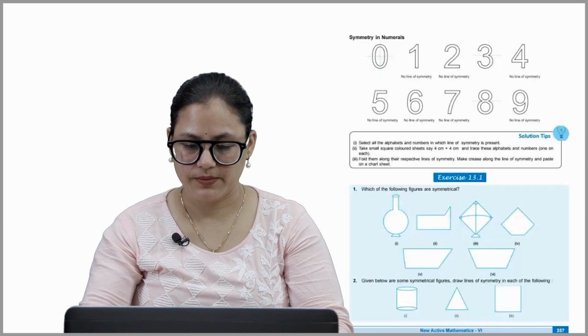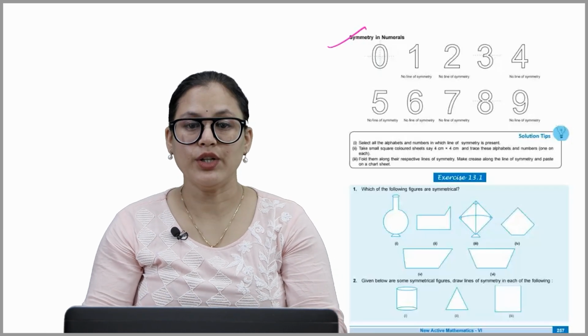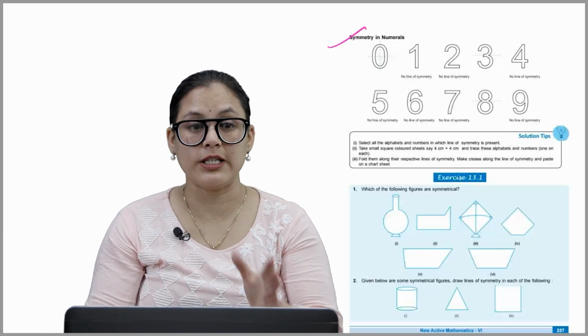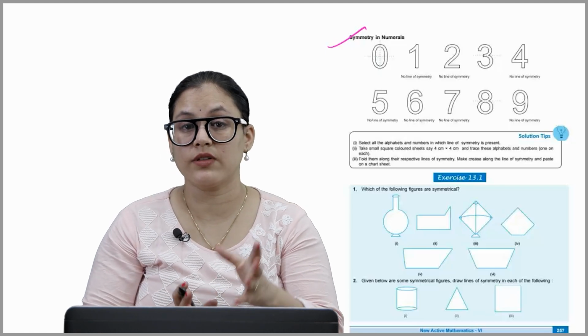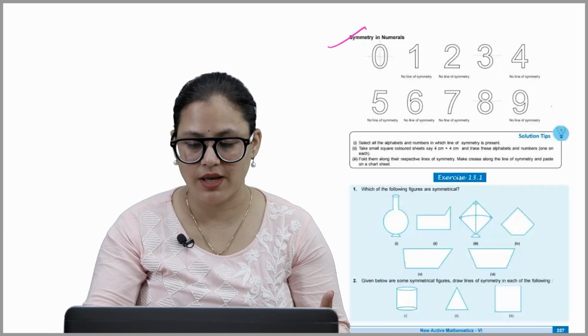Symmetry in numerals. Here in numbers also you can see the symmetry, but there are also numbers which don't have even a single line of symmetry, like 1, 2, 4, 9, 5, 6 and 7.